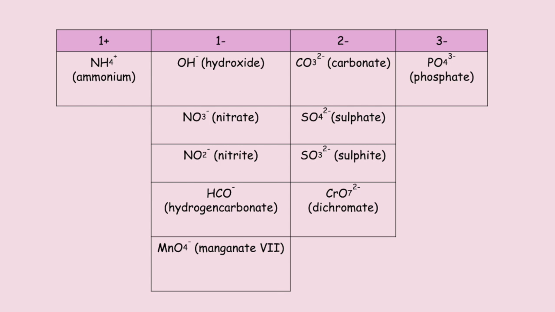Polyatomic ions contain atoms of more than one element bonded together. You have to be aware of a few polyatomic ions for A-levels. These include ammonium, hydroxide, nitrate, nitrite, manganate, carbonate, sulfate, sulfite, dichromate, and phosphate.